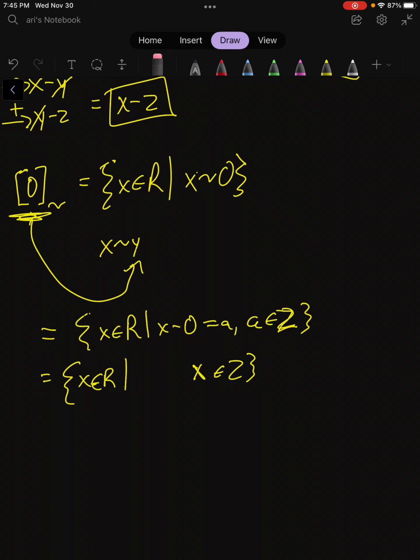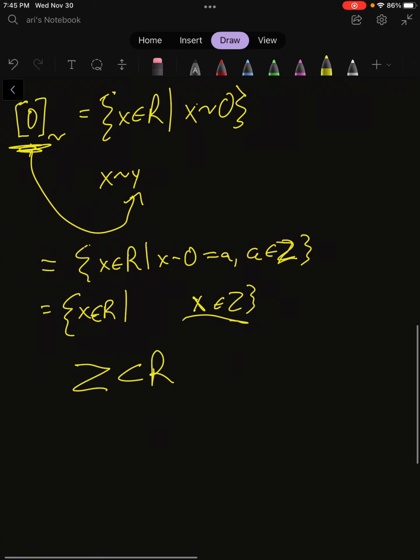And our goal was to prove that it is the set Z. So this is basically now what we've gotten to, is we're saying that the equivalence class of 0 is all the real numbers x such that x is an integer. And since we have this relationship that the integers are contained within the real numbers, we end up with the set of integers.